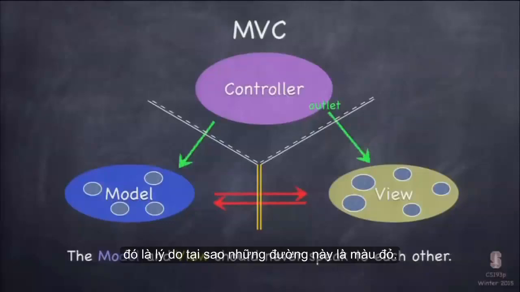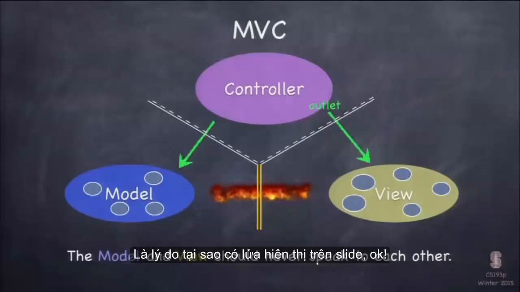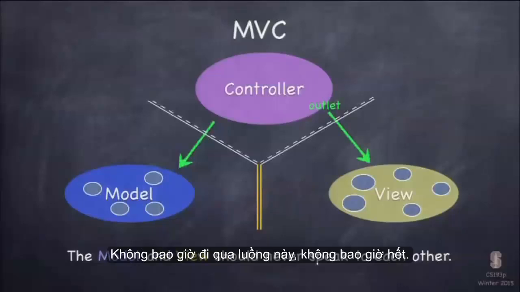That's why it's a double yellow line. That's why these lines are red. That's why there's fire. Okay? Never go across that line, ever.